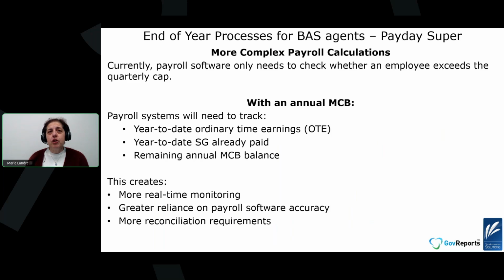However, from the 1st of July, it is now an annual cap, where they may hit the contribution sometime, for example, in December if they're high income earners, and you will have to manually track that until the software changes or if it changes, but it's still a good idea to keep an eye on that.